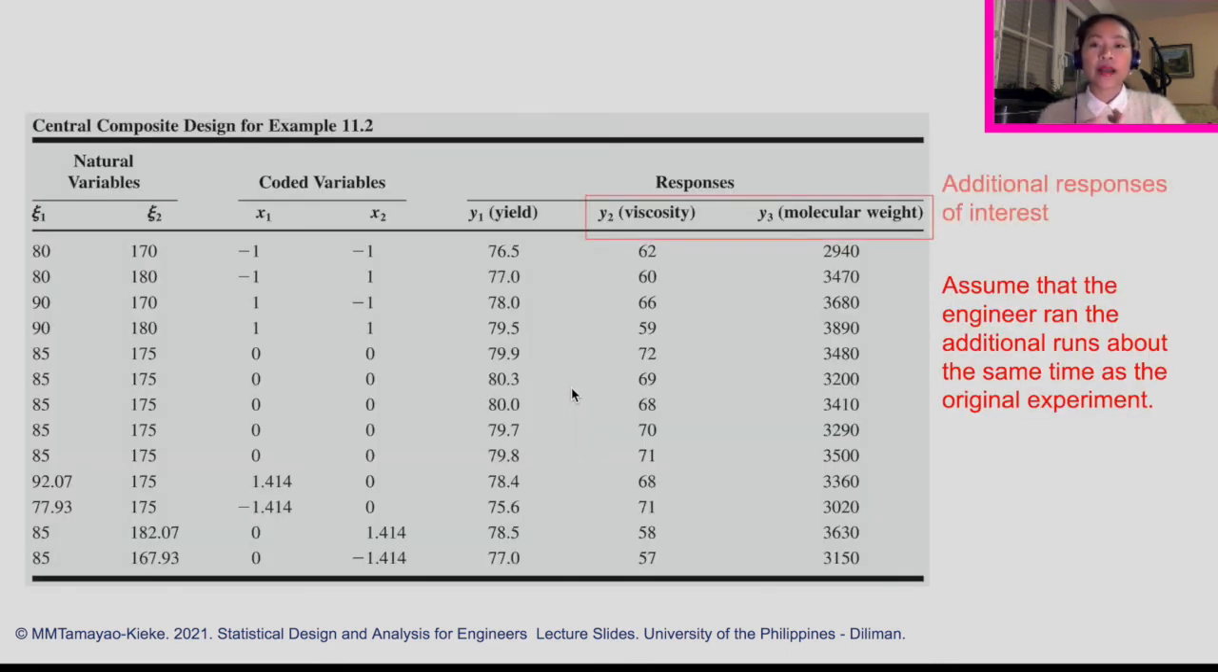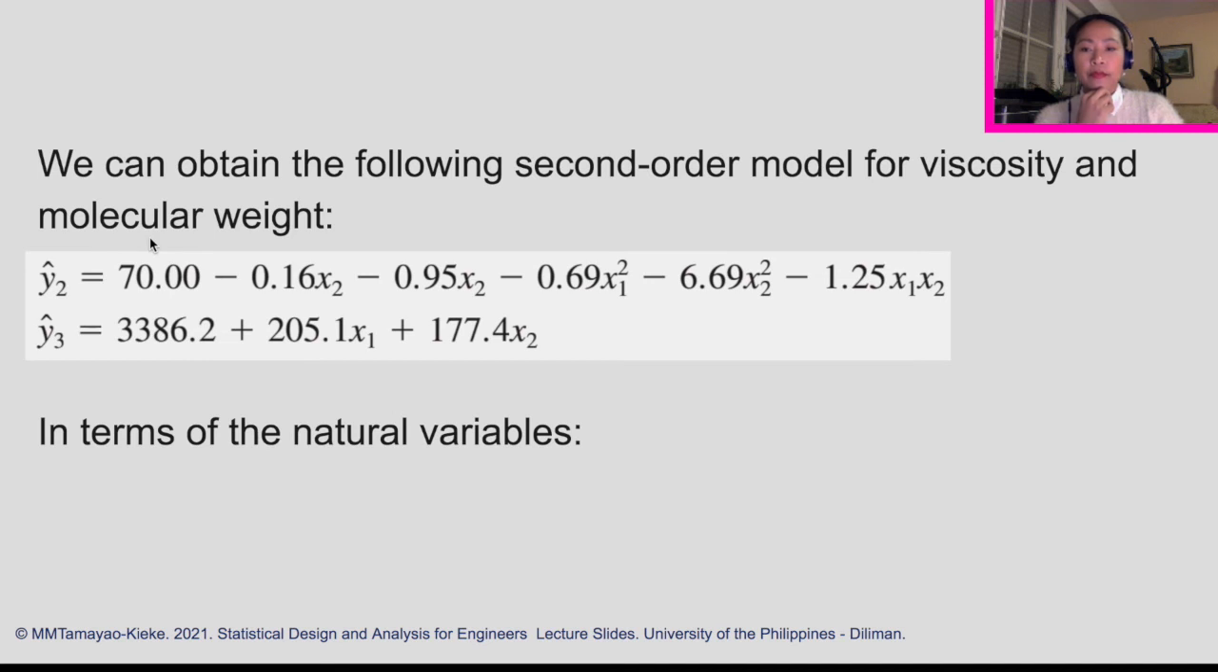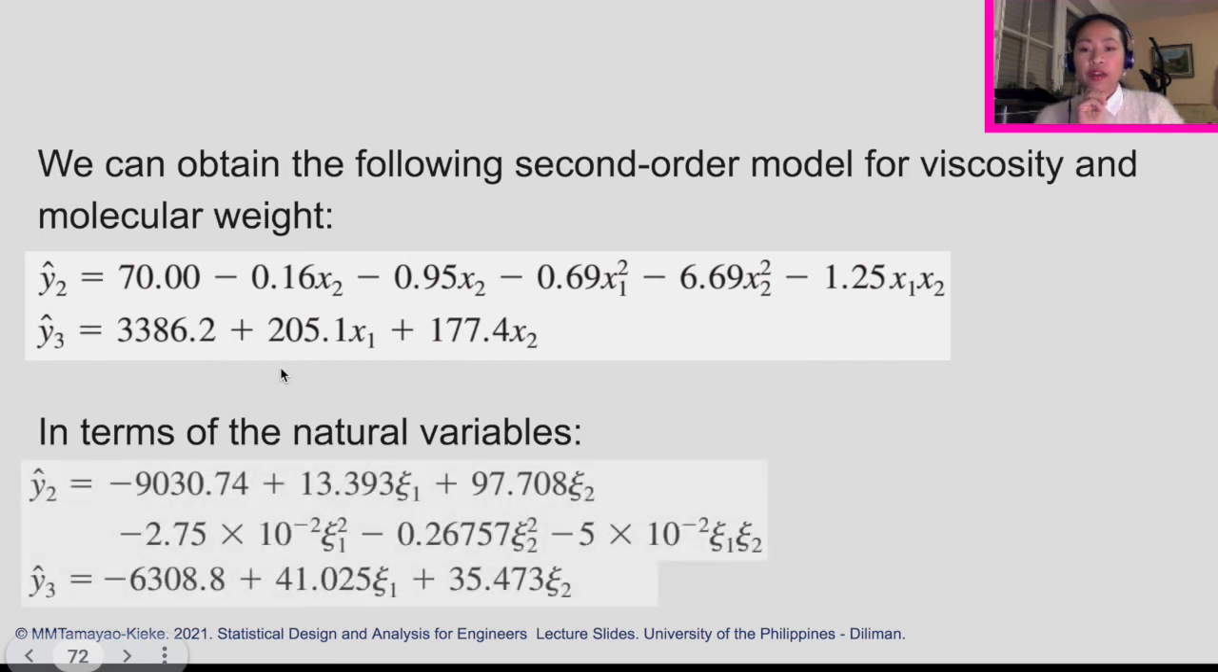So let's go back to our chemical process yield example. As I mentioned earlier, there were two other responses that were obtained. Say, for example, the engineer is also interested in viscosity and molecular weight, and say that she was able to obtain the following second order model for viscosity and molecular weight already. Now, in terms of the natural variables, this would translate to this.